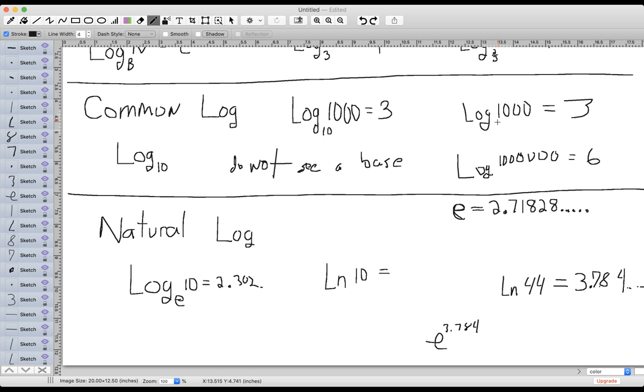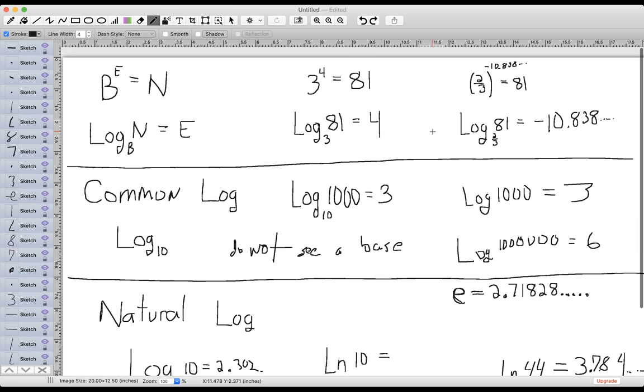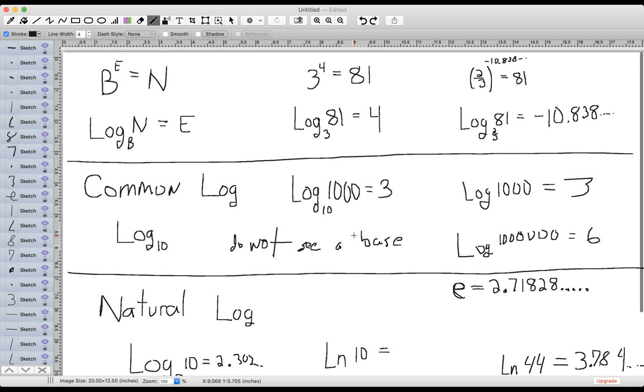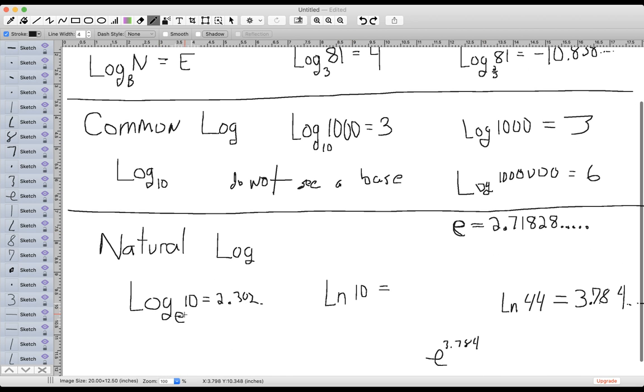Again, just remember, ln is base e. Log with no base number underneath it is base 10. If it's any other base, 7, 5, 22, 16, 3.4, now remember, it's always got to be a positive number, a positive base number above 0. It will always have to be written unless it's base 10 or base e.